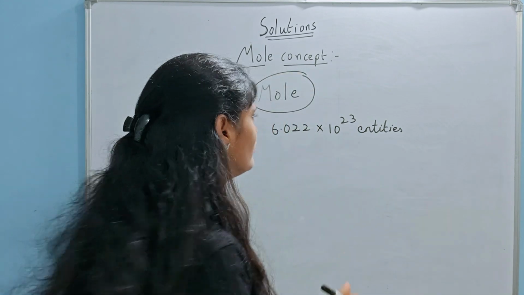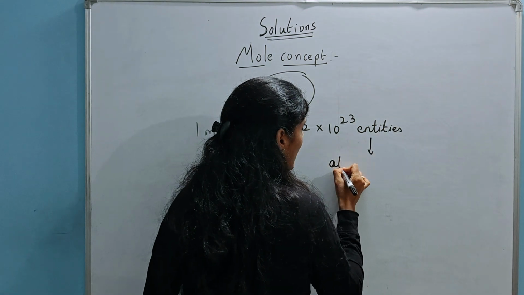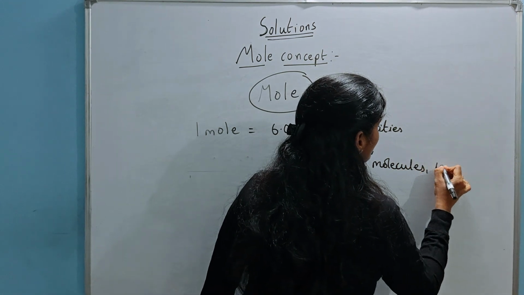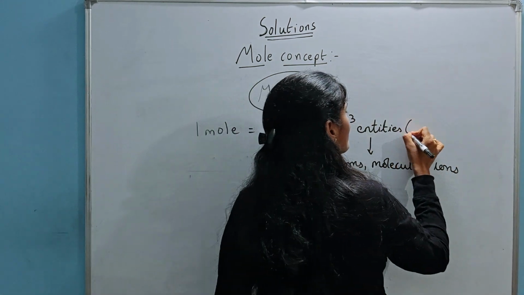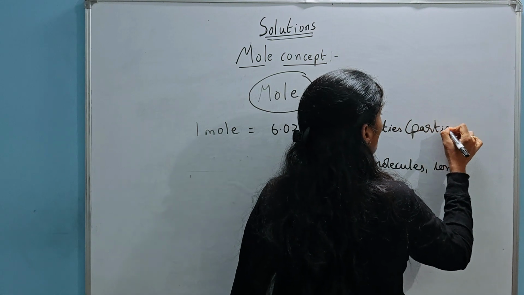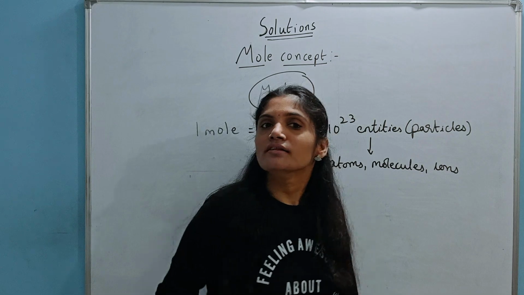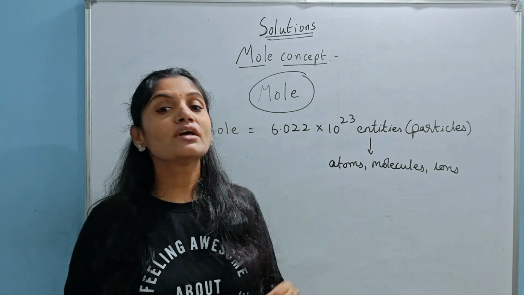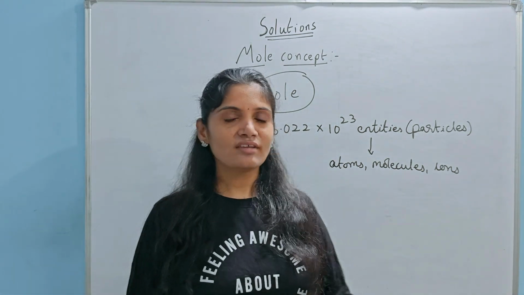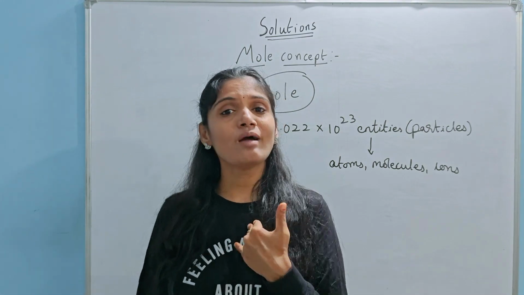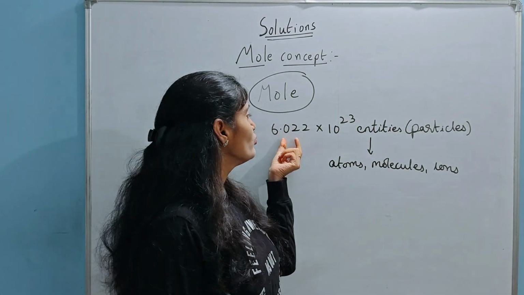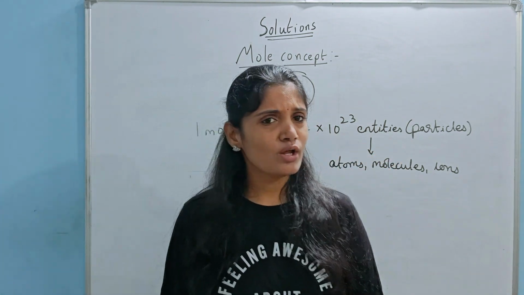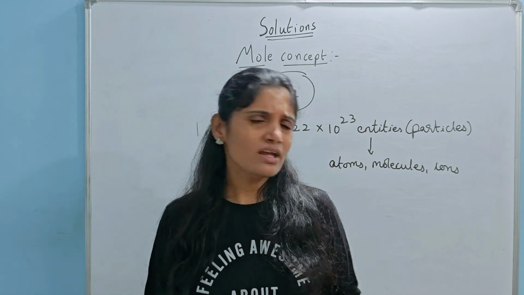Now what can these entities be? These entities can be atoms, molecules, or ions. Or, if you find the word entity complicated, you can use the word particles. 6.022 × 10^23 particles will constitute 1 mole. If I say 1 mole of bananas, I am talking about 6.022 × 10^23 bananas. So this is a very simple understanding of what a mole is.